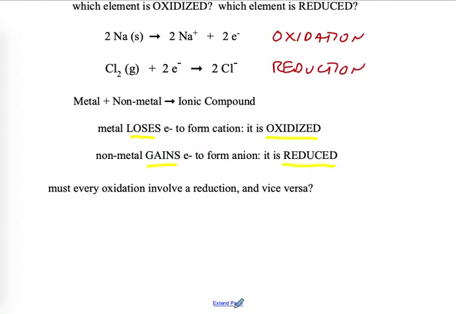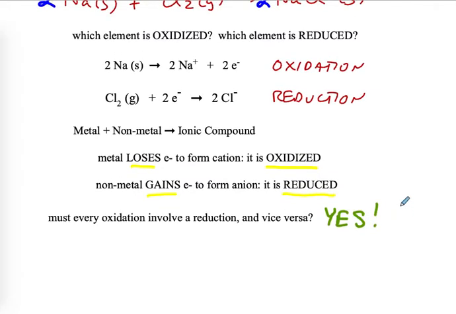Now, here's an important question. Must every oxidation involve a reduction and vice versa? The answer clearly is yes. It is not possible to have a reaction in which one element is losing electrons and another element is not gaining them, or vice versa.